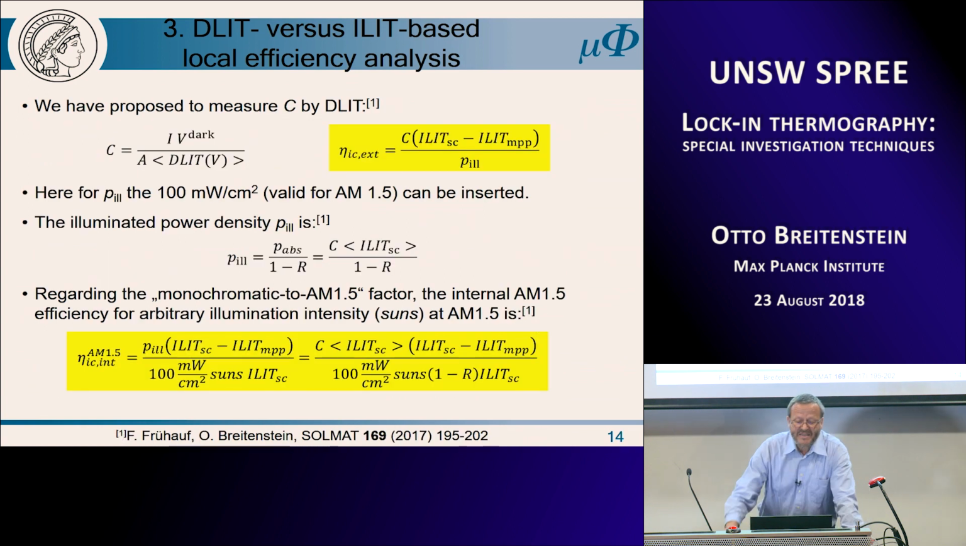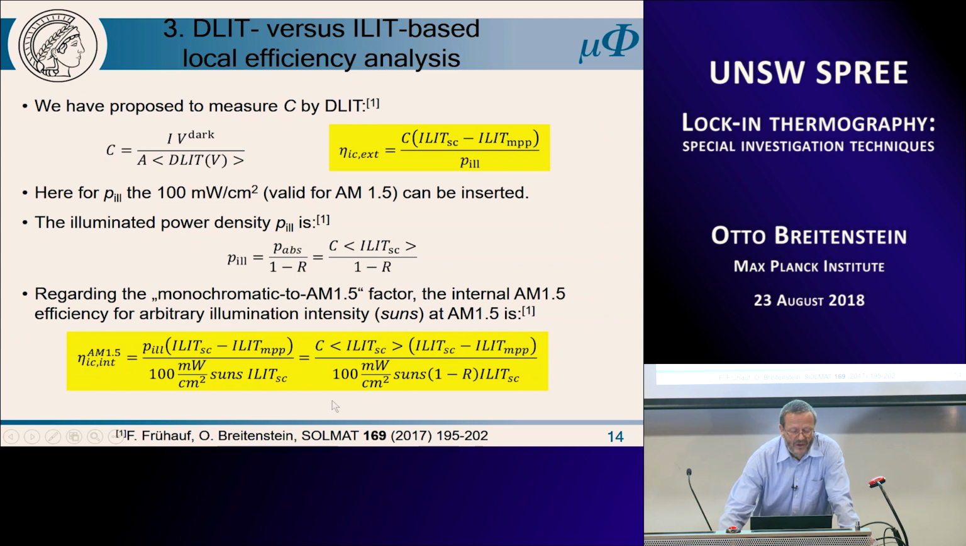Okay, we have proposed some extensions. So, for example, we have proposed to measure C directly by DLIT. So this is just evaluating the average DLIT signal of the whole cell, where we know the dissipated power, it's IV dark, yes, and this leads us to this simple equation for the in-circuit external efficiency. Here for the illumination intensity directly 100 milliwatt per square centimeter, as for AM 1.5, can be assumed, and regarding this we also have developed a formula.